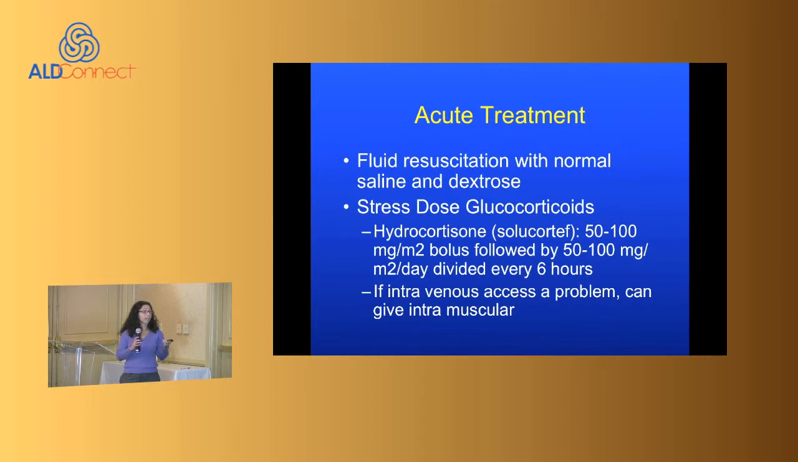Now, if intravenous access is a problem, because dehydration can cause that, you can give the stress-dose steroids either intramuscularly or subcutaneously. So that shouldn't wait while someone is unable to get peripheral access.